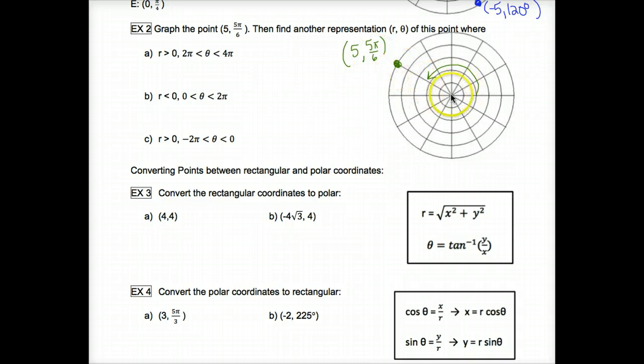So I'm just going to go an entire other rotation around the circle and land in the same spot. I'm going to add 2 pi radians, which is like adding 12 pi over 6, because 12 pi over 6 is 2 pi. So I'm taking my 5 pi over 6 and adding a full rotation, or 2 pi, and that gives me 17 pi over 6. My radius is bigger than 0, my angle is between 2 pi and 4 pi, and so this lands in the exact same spot as my original point.